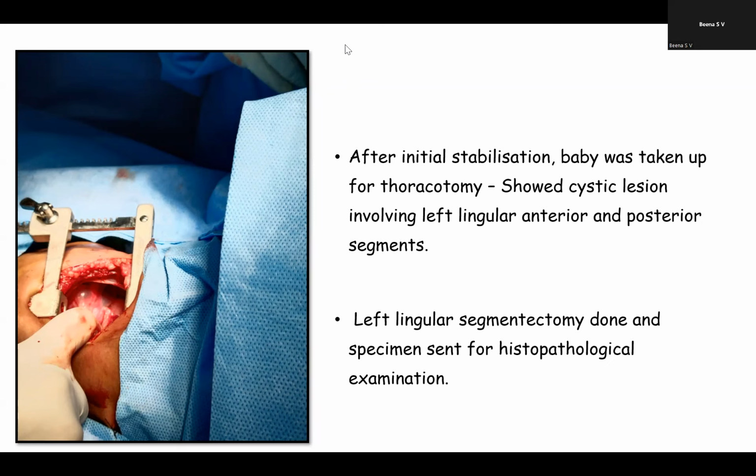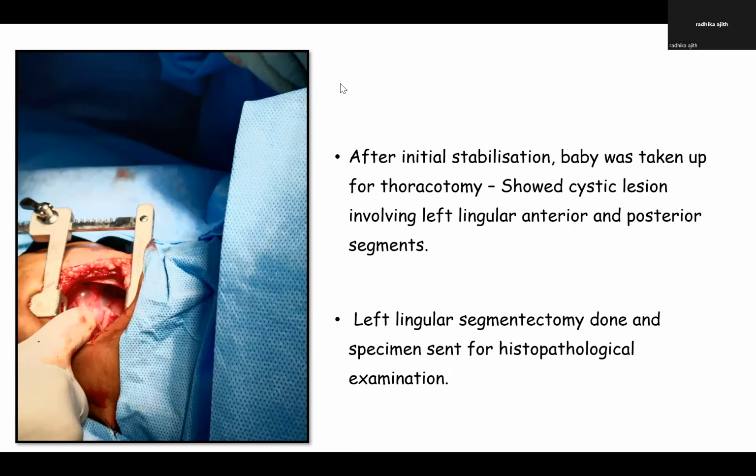Okay. There is a query on what is the prognosis of CPAM associated with hydrops? I don't have any experience on that. It would probably be very bad, I feel. We have also not had a CPAM presenting with hydrops. Most of the cases of CPAM that we have are asymptomatic. Most of the so-called antenatally diagnosed CPAMs did not present in the neonatal period.